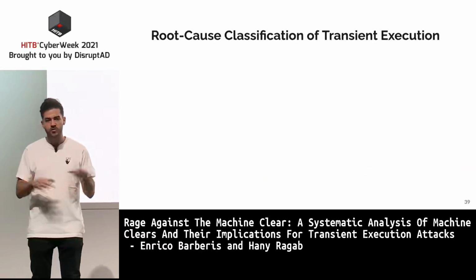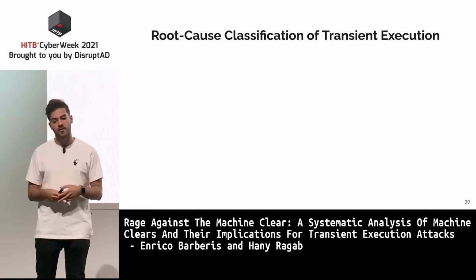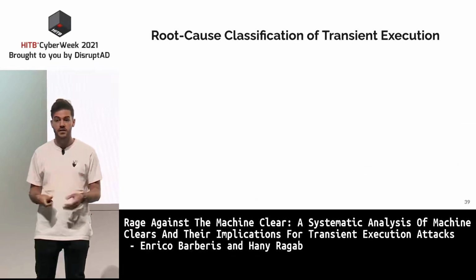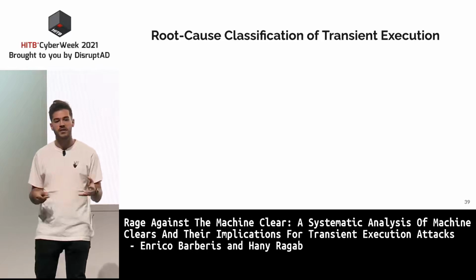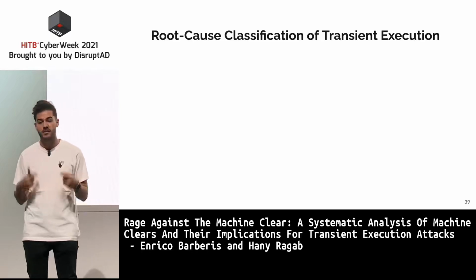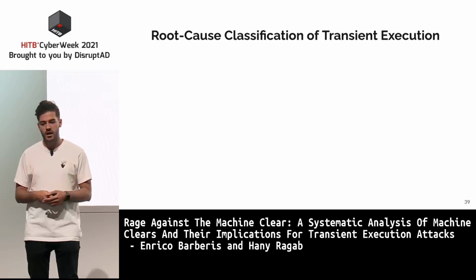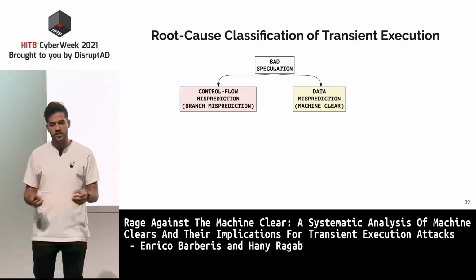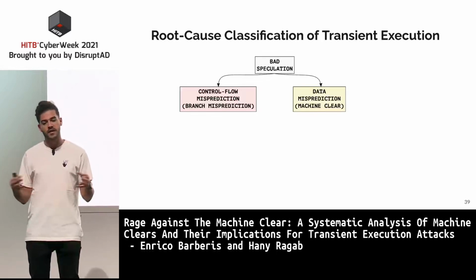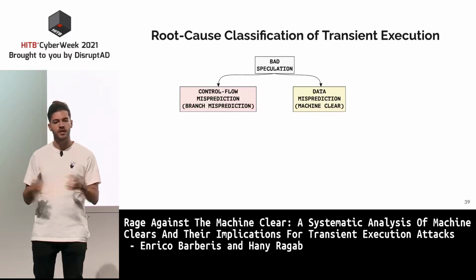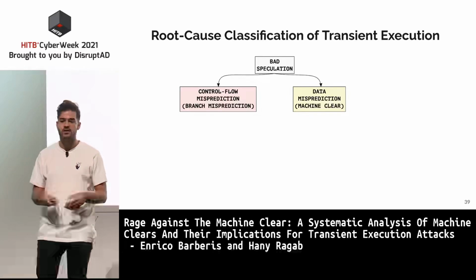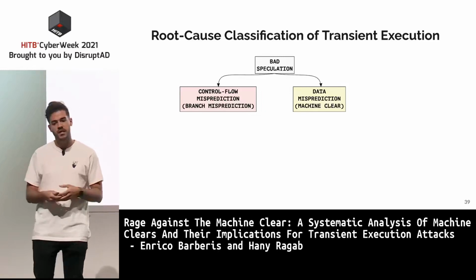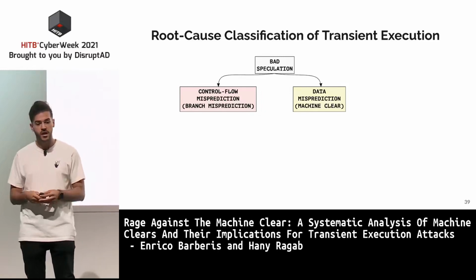So now that we have a clear image of all the different transient execution mechanisms, we try to classify these to have a more systematic understanding of transient execution. And we start from two main subclasses of bad speculation. Bad speculation is, let's say, the top class representing this behavior on modern CPUs. The first subclass is control flow misprediction, and the second one is data misprediction.